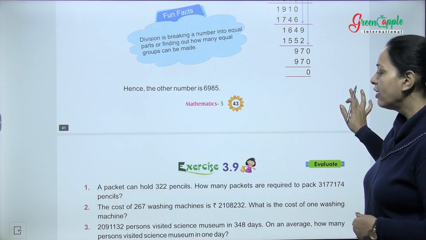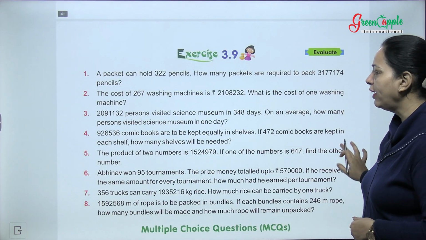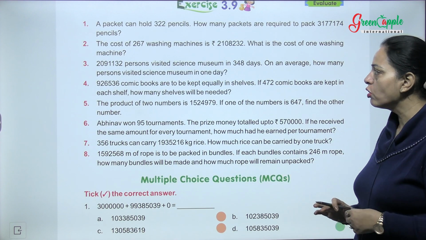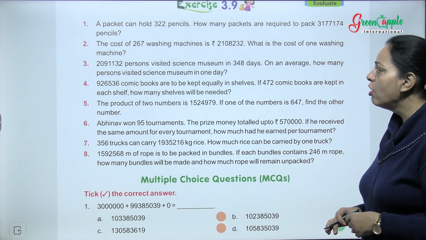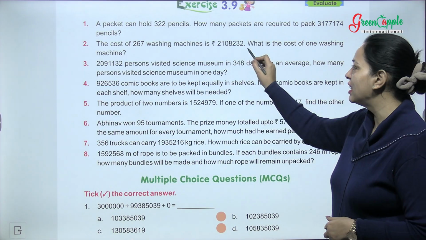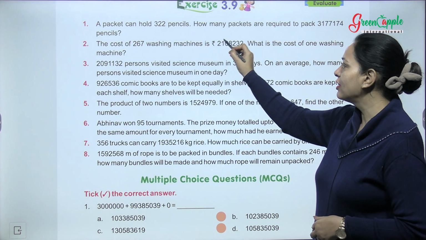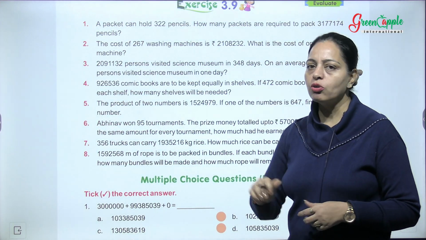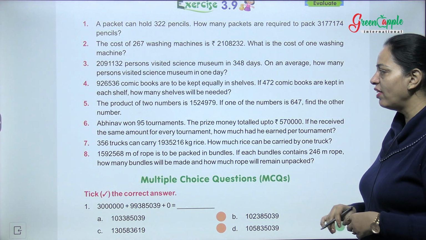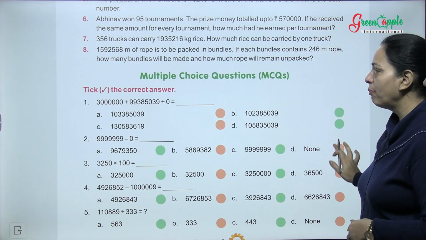Now exercise 3.9, like the second question, the cost of 267 washing machines is this many rupees. What is the cost of one washing machine? So divide this total cost by 267. Similarly, we can try the remaining questions.